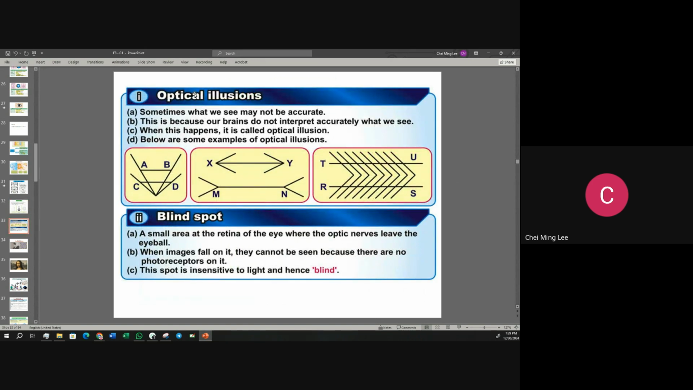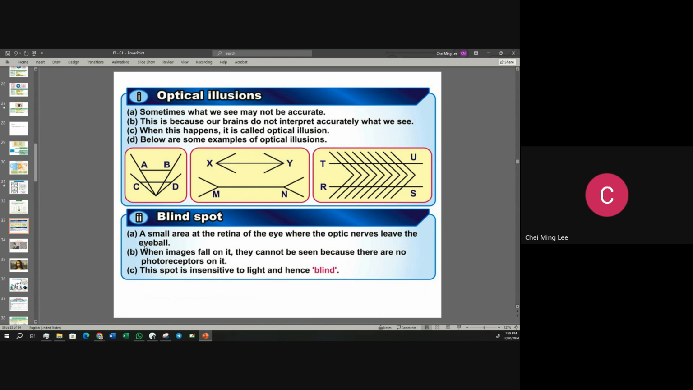Now, optical illusion is when what we see may not be accurate because our brain does not interpret accurately what we see. Like this one, CD and AB should be the same length, but we will find that CD looks a bit longer. This one we already showed just now, and this one is similar to the square we showed just now. This should be a straight line, but it looks a bit curved. This is called optical illusions.